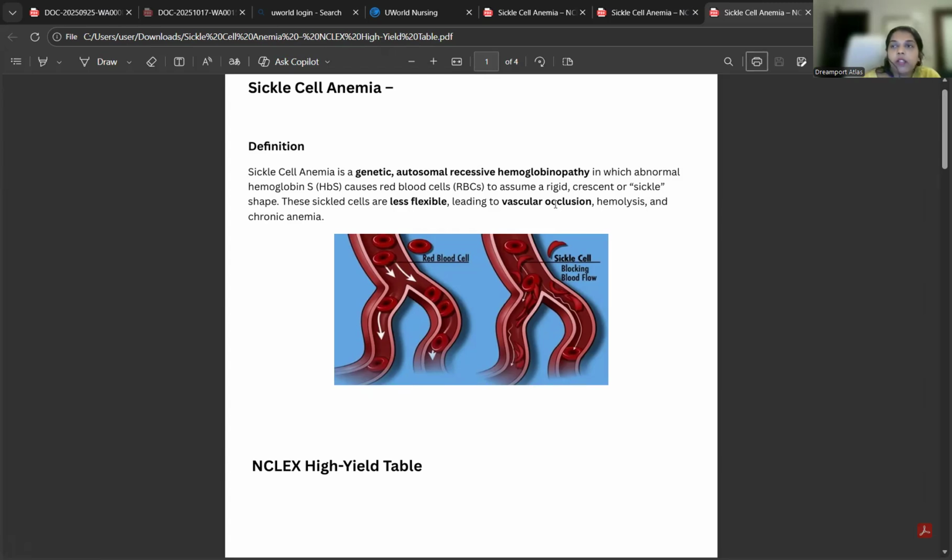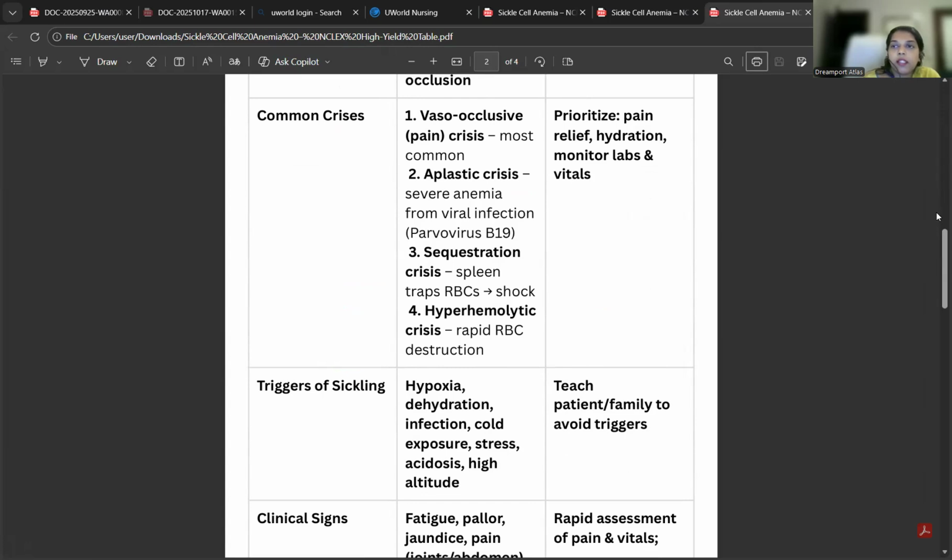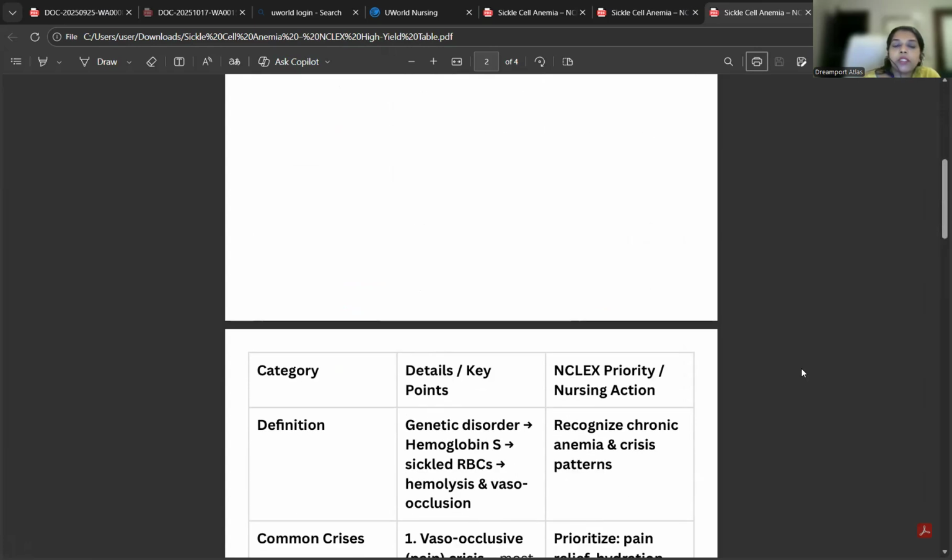And by using one table, I will give an NCLEX focus theory on sickle cell anemia. The first thing, the definition. We know that it is an autosomal recessive disorder. That means it is a genetic disorder. The hemoglobin S strand will lead to sickle shaped RBC, which can lead to hemolysis and vasoocclusion. The main complication of sickle cell disease is the vasoocclusive crisis.